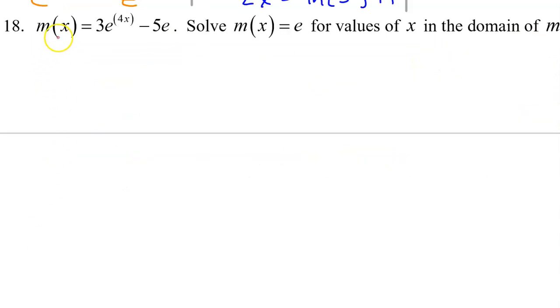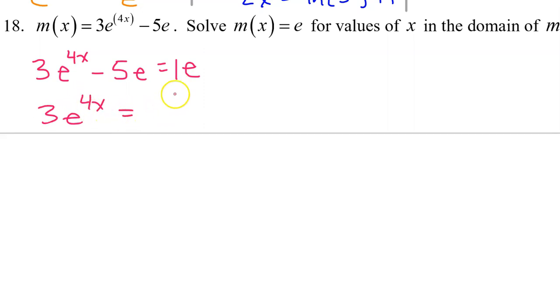Number 18, m of x equals this expression, and we need to solve m of x equals e. So let's set this expression equal to e. This e is like 1e. Think of it that way as you add 5e to both sides of the equation. So on the left side, I will still have 3 times e to the 4x, but on the right-hand side, I will have 6e. Let's go ahead and divide both sides by 3. So then we will have e to the 4x is equal to 2e.